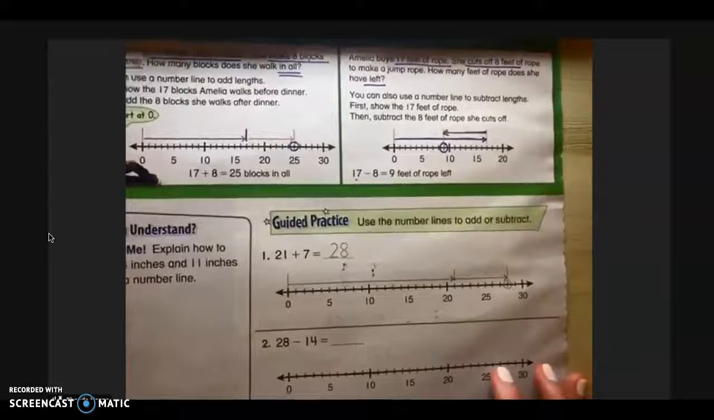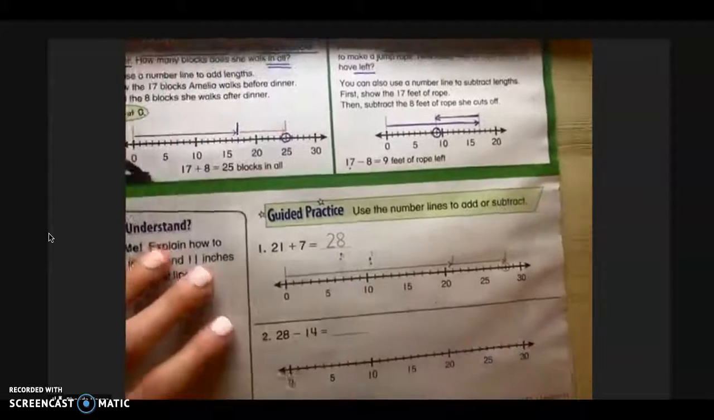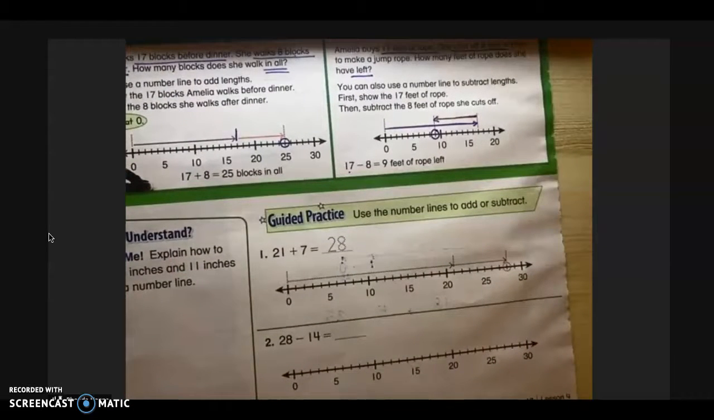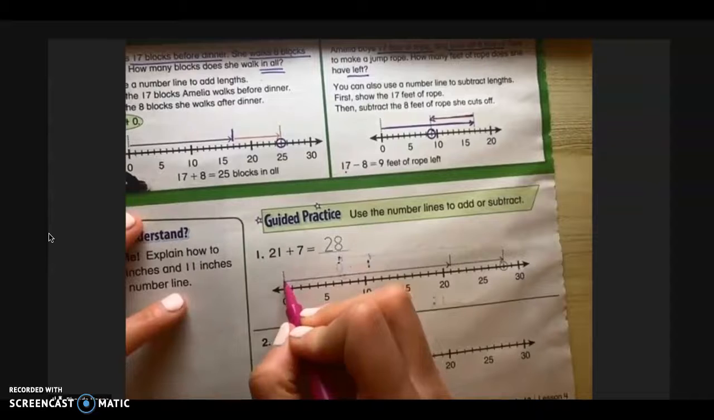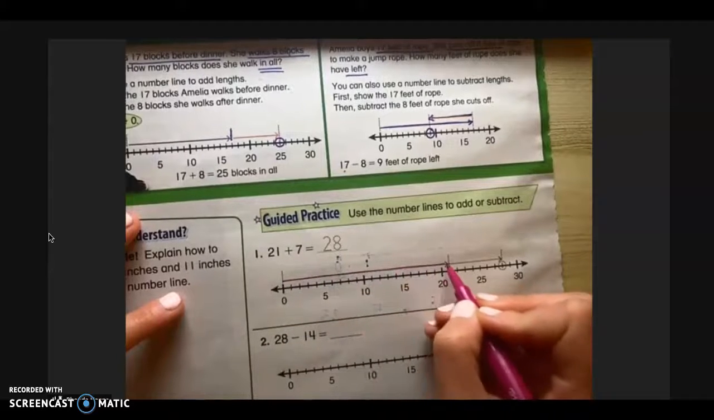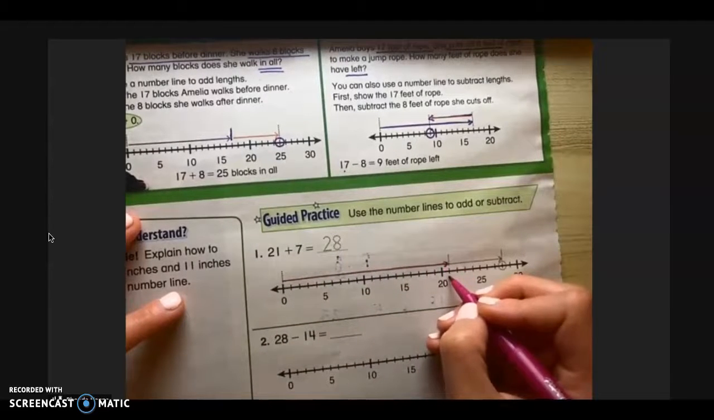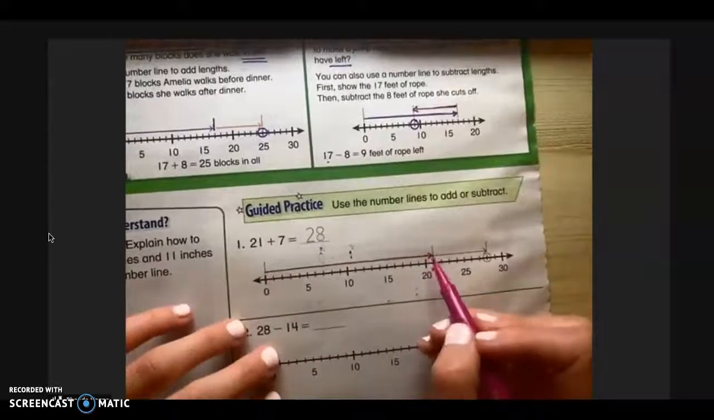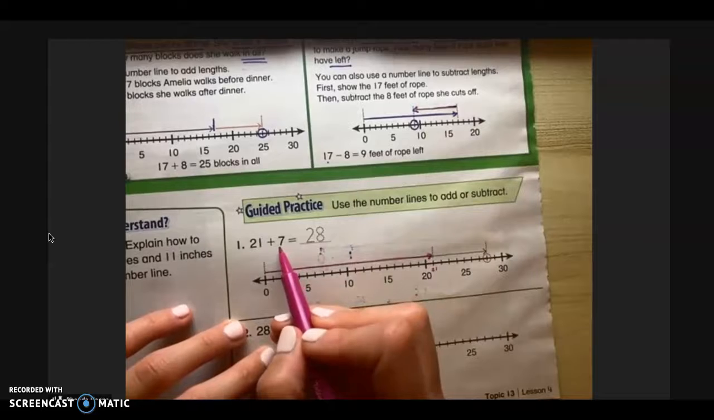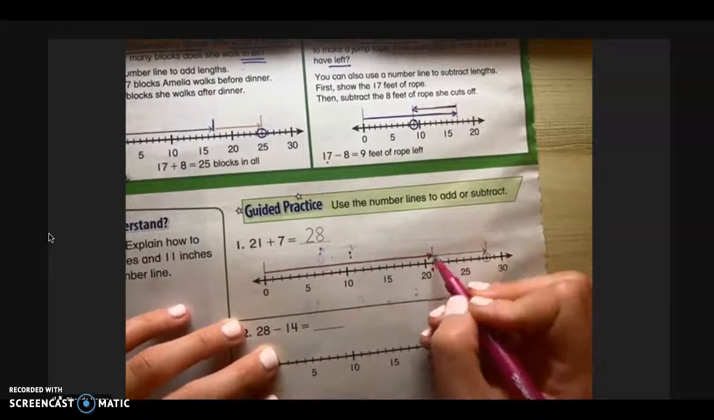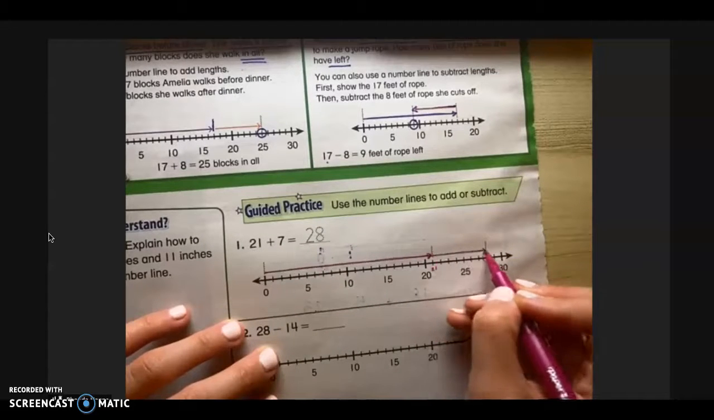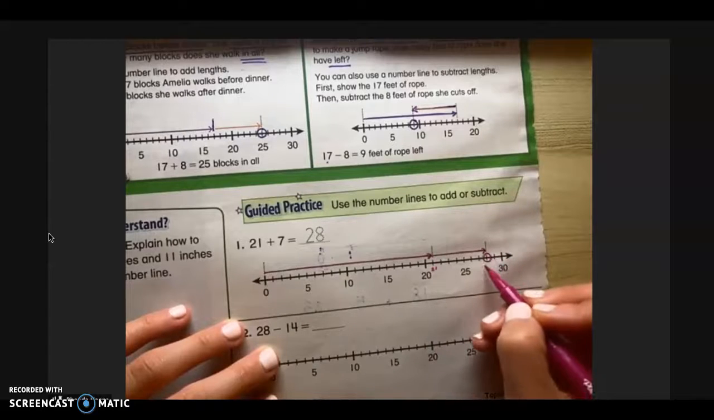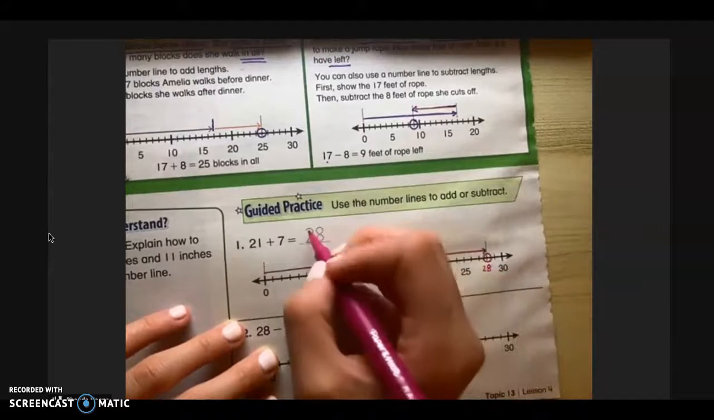So we can do number 1 and 2 together. Number 1, the problem says 21 plus 7 equals what? Okay, well I see there's this long line right here. That must end at 21, which it does. And then since we are adding on to the first number, I'm adding on 7 more. So from 21, I'm adding 7 more, and I get to 28, as you can see right here.